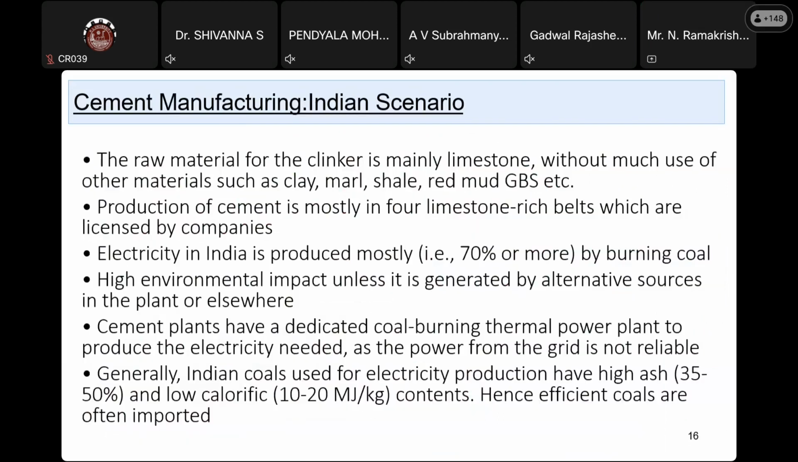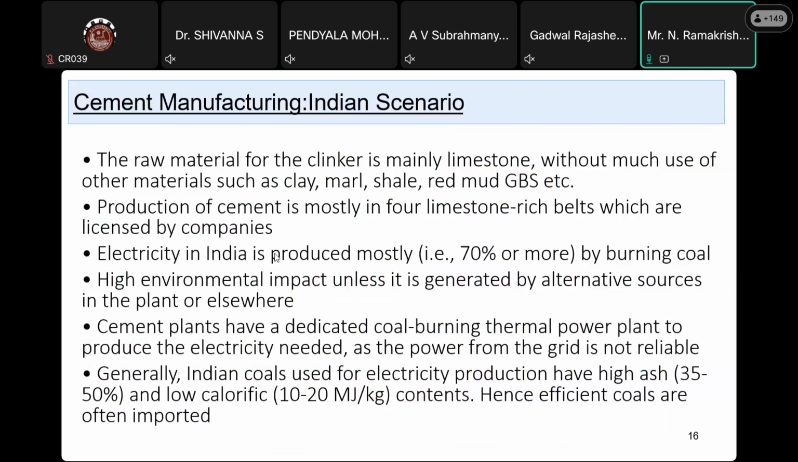Limestone is the maximum used raw material for the clinker, and others may be clay, marble, shale, red mud, all this will be there. Especially there are four limestone-rich belts in India, spread across Andhra Pradesh, Rajasthan, MP, Gujarat, Chhattisgarh, Tamil Nadu, and some parts of Telangana as well. So the selection of cement company locations will also depend on the location of the limestone ridge.